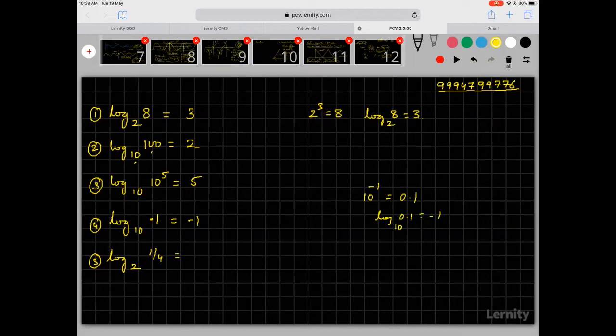Log of 1 by 4 to the base 2. Do you understand that 2 power minus 2 is equal to 1 by 2 squared, which is equal to 1 by 4? So this is equal to minus 2. So do you get it?